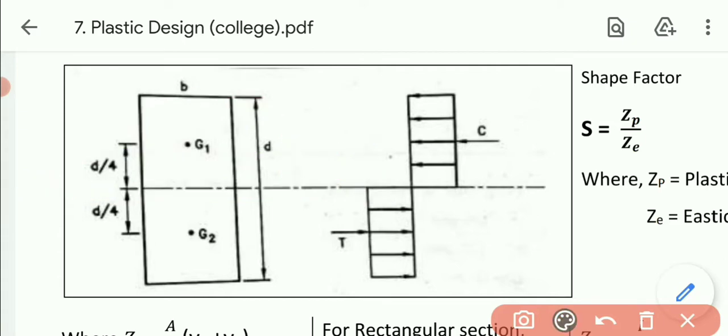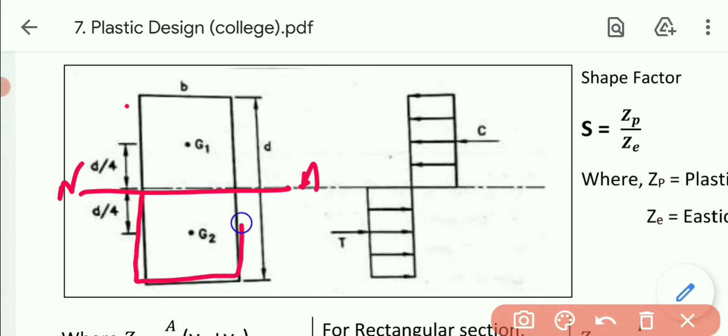Now let's do the same thing with the below portion. Say this one is our neutral axis, now this one is our portion.